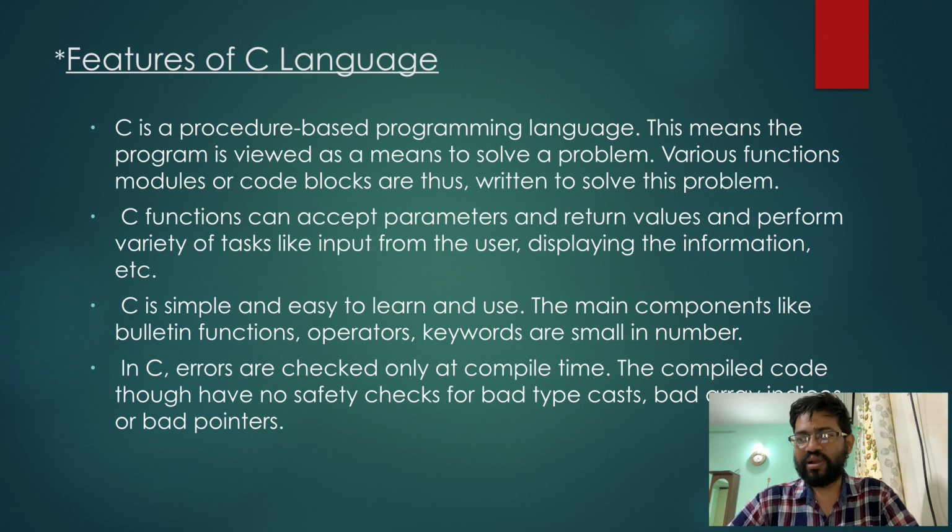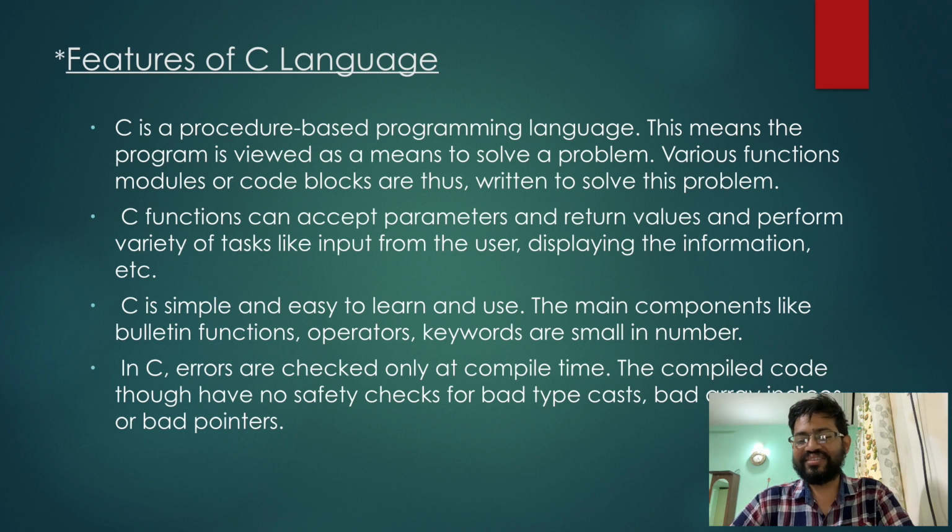For example, if you want to know what will be the nth term of a Fibonacci series, then you can obviously write a function for the Fibonacci series and predict the nth term. C functions can accept parameters and return values and perform a variety of tasks like taking input from the user, displaying information, etc. So in C, you can take input from the user and you can also display the output. So these are the features of C language.